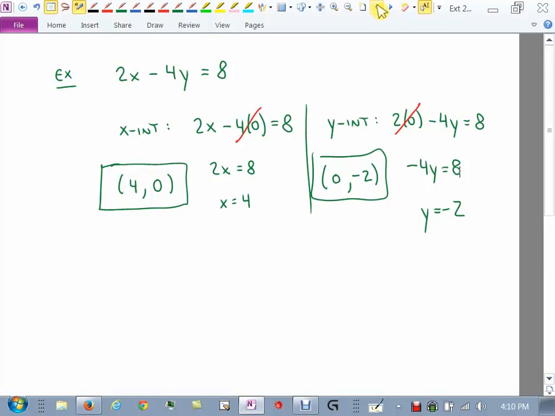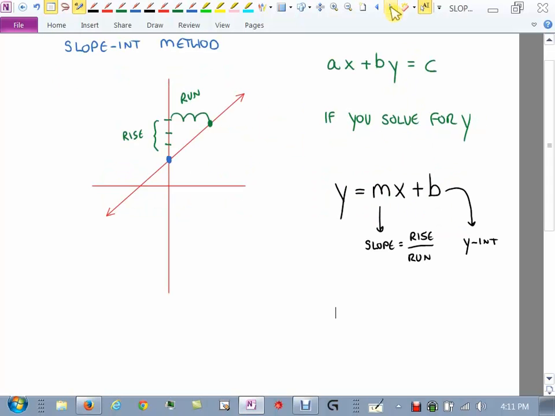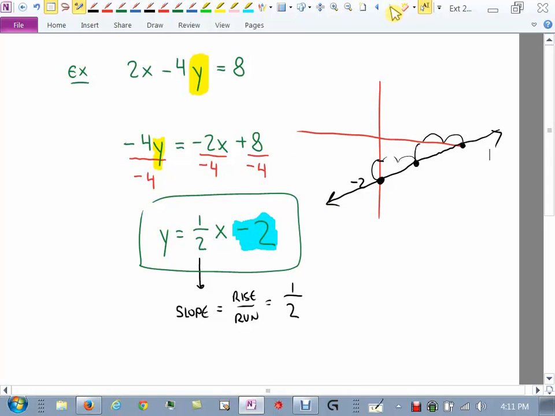You just plug in 0, boom, 4 fell out. You plug in 0 here, negative 2 fell out, plot, line, done. Now, which way you go is up to you. It doesn't matter to me. On a test, I just say graph the line. I don't care how you get it. I don't accept the t-table, though. It's got to be one of those two methods.